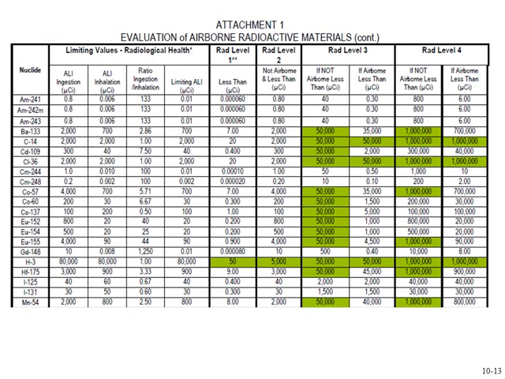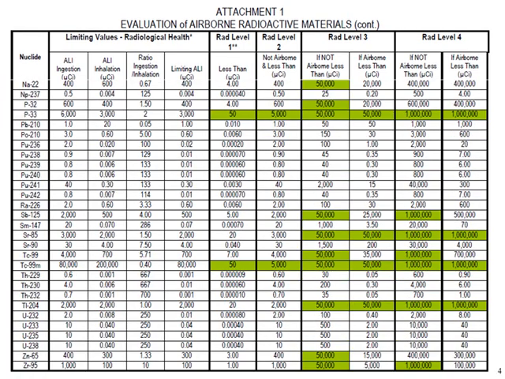Data is also shown here for radionuclides that we frequently work with: the ALI ingestion level, the ALI inhalation level, and then the rad levels associated with a given activity. The activity is listed in microcuries, and you can have rad level 1, 2, 3, whether it's airborne or not, and rad level 4, whether it's airborne or not. Again, radionuclides are listed from americium to zirconium. All this data is available, and you could use it to calculate the necessary radiation level that you would be working with in the laboratory.